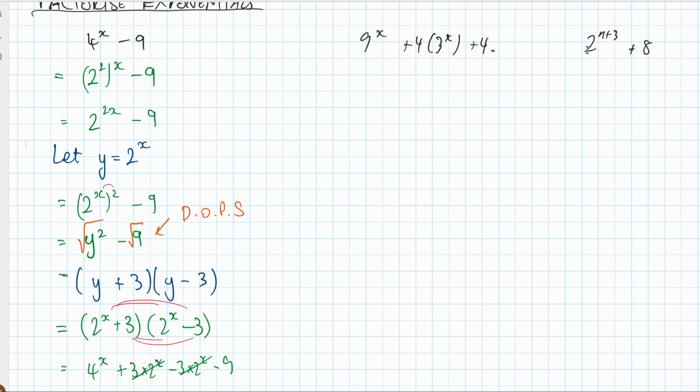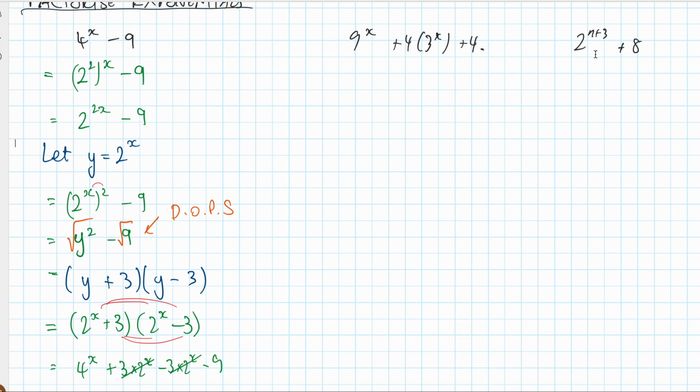In this case here, we are asked to factorize. Now, with this one, what we're going to do is expand this n plus 3. So this is going to be 2 to the n times 2 to the 3. We're reverse engineering the first index rule. If you work backwards, it makes this.